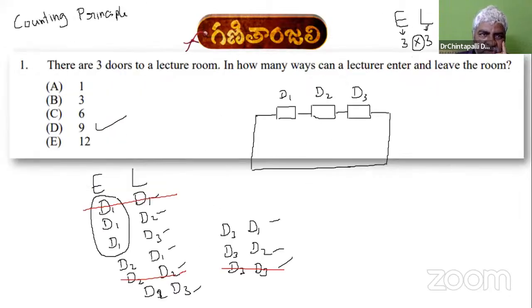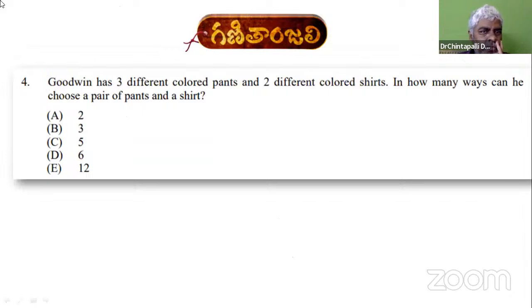Question 4. Goodwin has 3 different colored pants and 2 different colored shirts. In how many ways can he choose a pair of pants and shirt? Yes, 6, sir.